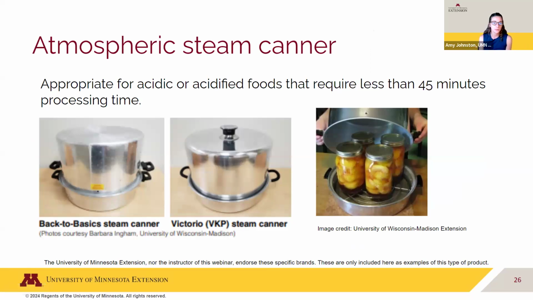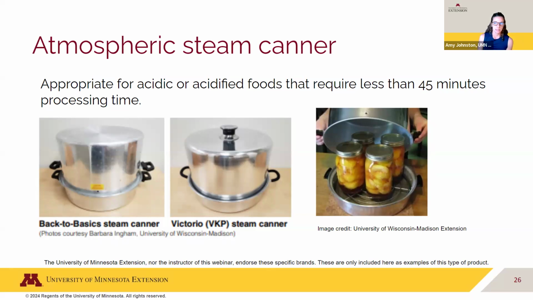Atmospheric steam canners are usually just called steam canners, are appropriate for processing acidic or acidified foods that require less than 45 minutes of processing time. So if you look back at those charts, you'll see there's many foods that can be canned using a steam canner, but then there's also some that you should not use.